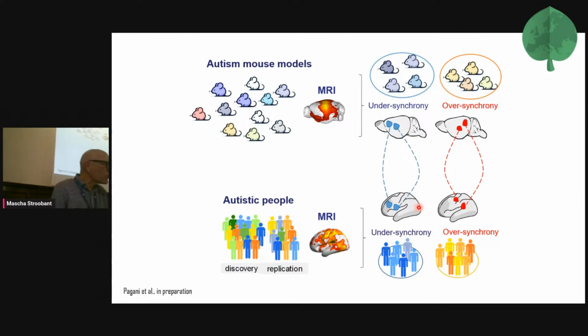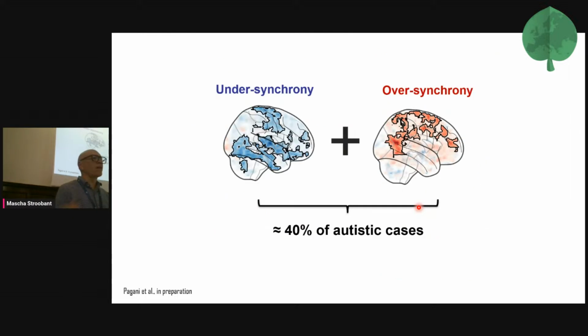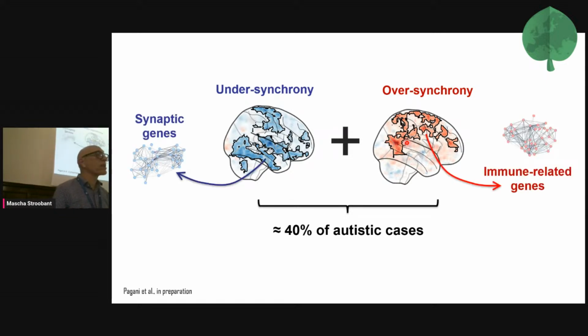And by doing something so simple, we were able to find that an astonishing 40% of human autistic cases fall into these two categories. So they match the same under or over synchrony we found in rodents. But there's more. Regions that show under synchrony or over synchrony in humans are spatially enriched with the same synaptic genes we found and modeled in rodents, or immune-related genes that we modeled in rodents, depending on the two groups. And once again, this closes the loop.